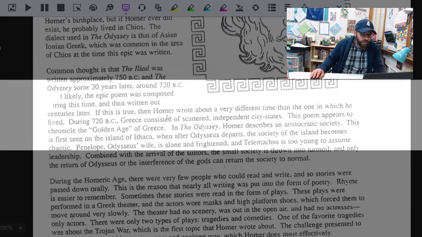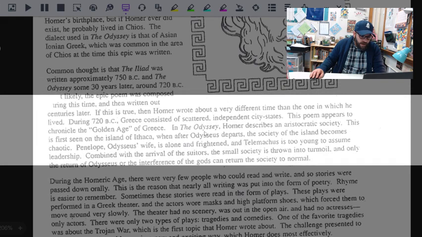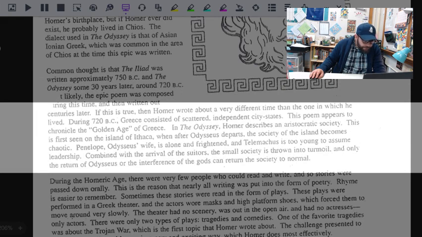During 720 BC, Greece consisted of scattered independent city-states. This poem appears to chronicle the golden age of Greece. In the Odyssey, Homer describes an aristocratic society. This is first seen on the island of Ithaca, when after Odysseus departs, the society of the island becomes chaotic.